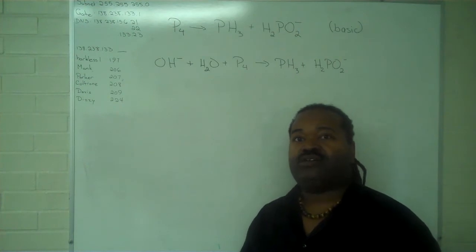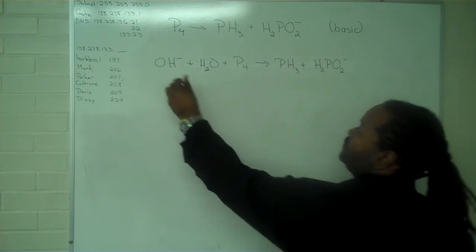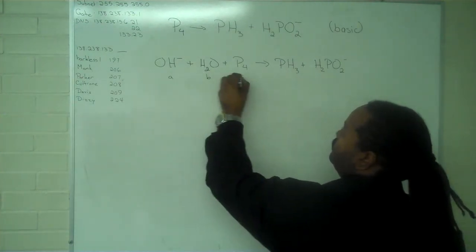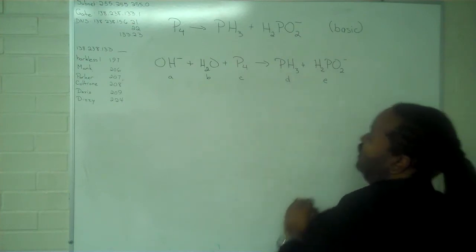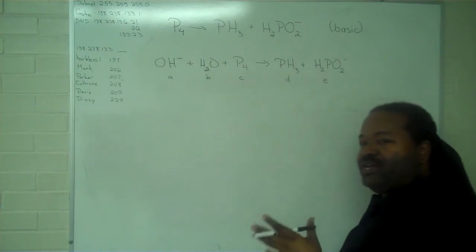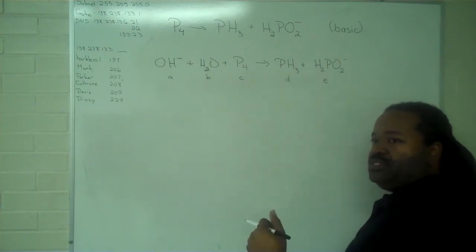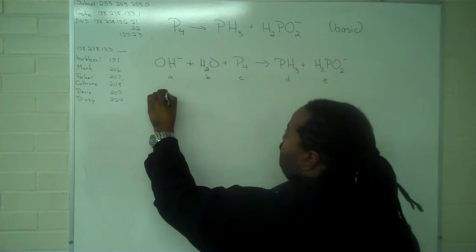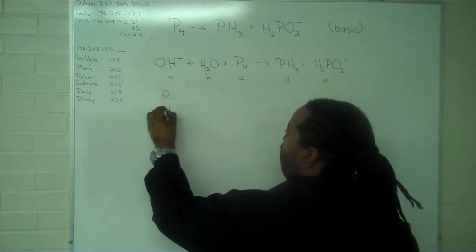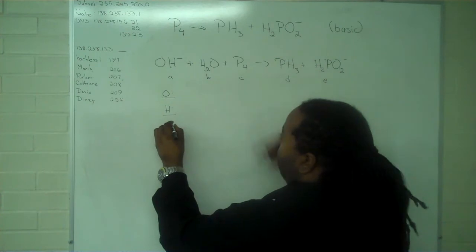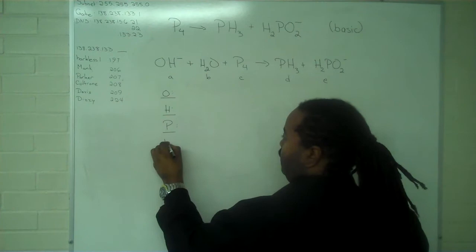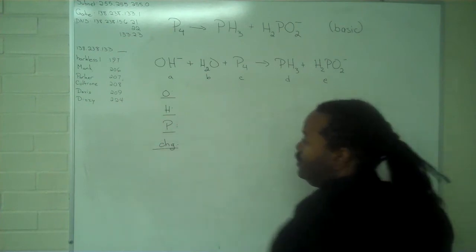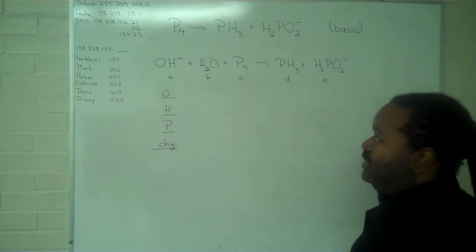In order to get this balanced out correctly then, we still apply the same steps in the algebraic method with one extension. So we attach our dummy coefficients, A, B, C, D, and E, and now we're going to write out equations for every element as well as the charge. So we'll have an equation for oxygen, we'll have one for hydrogen, we'll have one for phosphorus, and we'll have one for the charges. So everything works out completely identically.